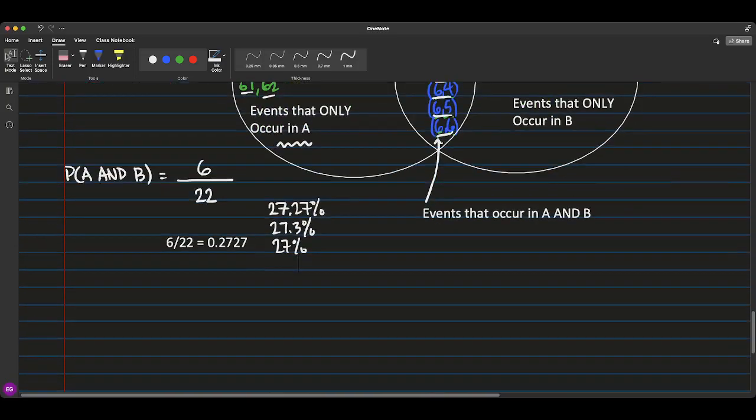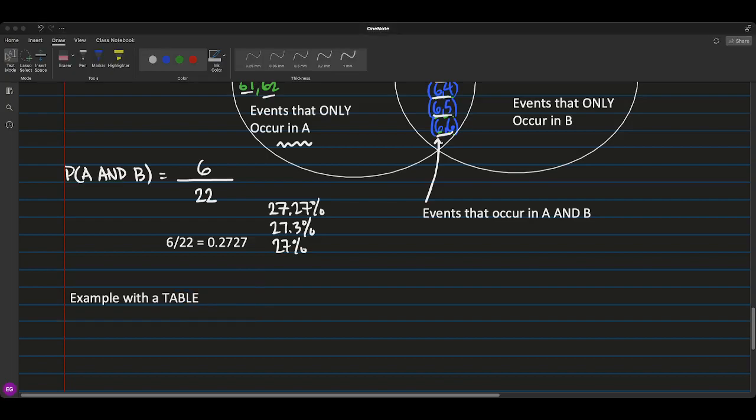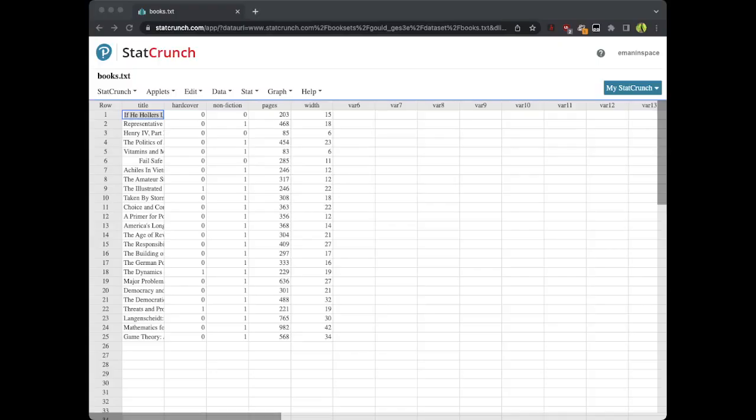Okay, so that was an example with a Venn diagram for calculating the probability of A and B. I'm going to now do an example with a table. You might remember the contingency and two-way tables. Alright, so bear with me for a moment. I need to open StatCrunch. Okay, so here we have StatCrunch.